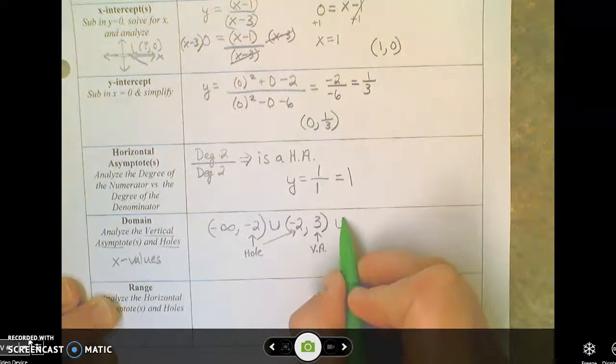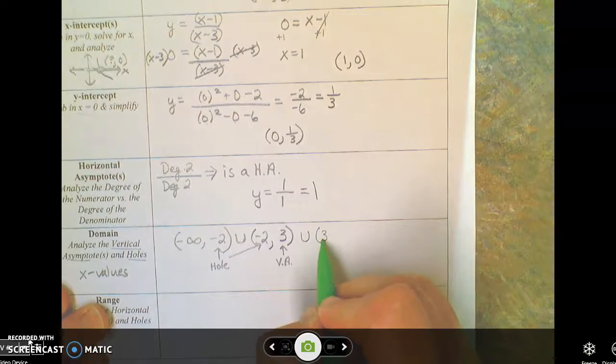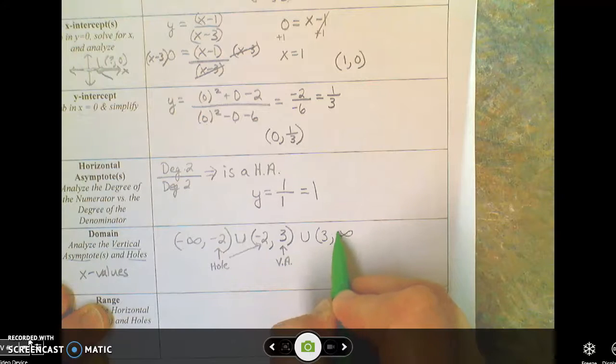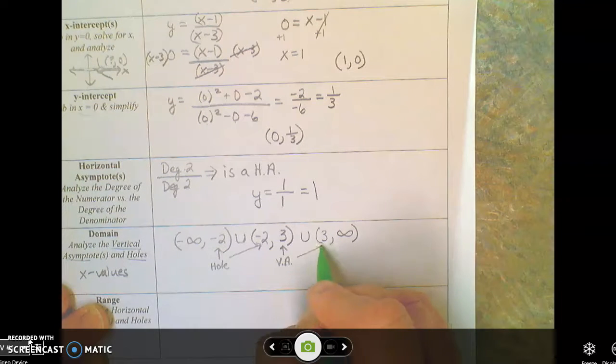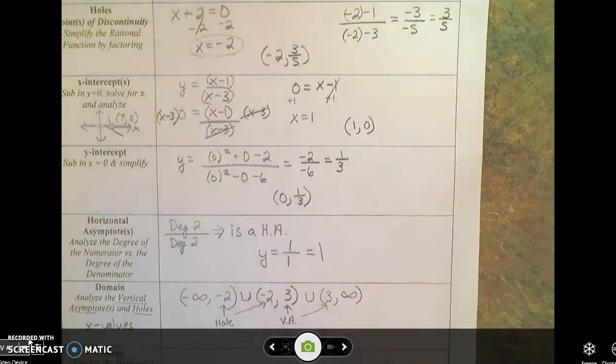And then union with 3, not included, all the way to +infinity. And again, this 3 value comes from our vertical asymptote, and it is excluded. Now we can see this on the calculator.